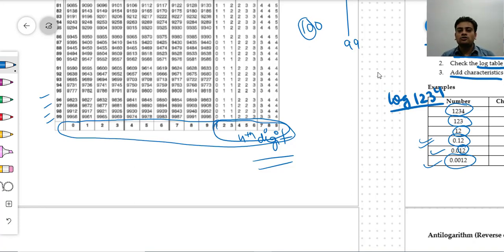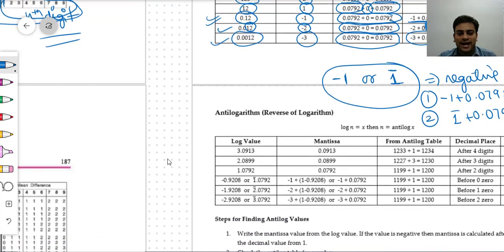So how do we find the values of log? By looking at the log table. Clear? First you need to observe the number and write your characteristic part, whether it is positive or negative, depending upon whether the number is greater than 1 or less than 1. Then you look at the log table, where you only look at the exact number part and find the mantissa value. Then you add the mantissa to the characteristic, and that gives you your final log value. Clear? So now we'll talk about anti-log.